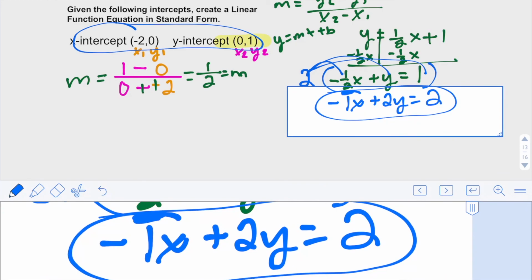Good luck on your practice sets. That is how you construct a standard form equation when you're only given the two intercepts.